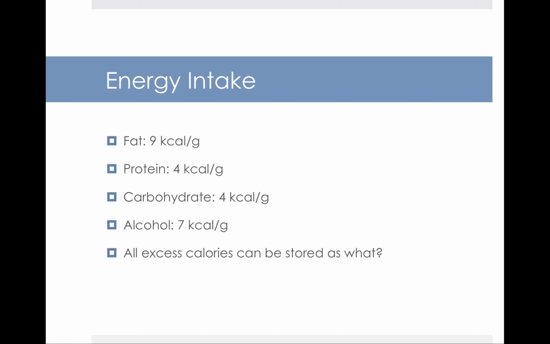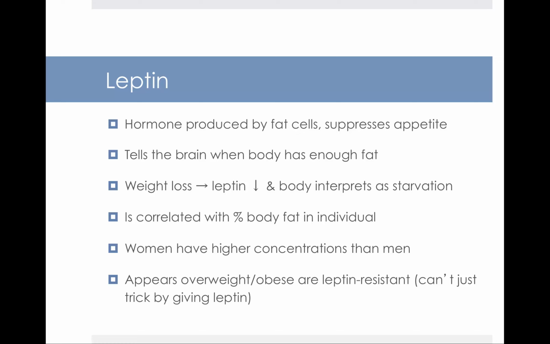On the energy intake side of the equation, as a brief review, you get calories from the following 4 places: fats, proteins, carbs, and alcohol. Keeping in mind that all excess calories, no matter where they're from, can be stored as fat. Your hormones play a role in how much you eat as well, to some degree. Okay, and the effect of these aren't really entirely known because many of these hormones have only been discovered recently.